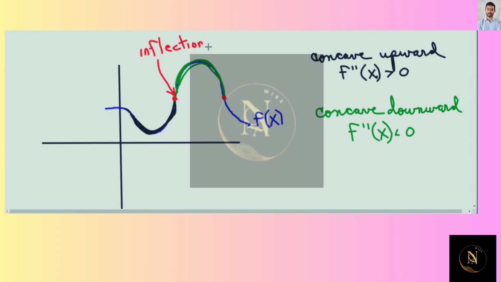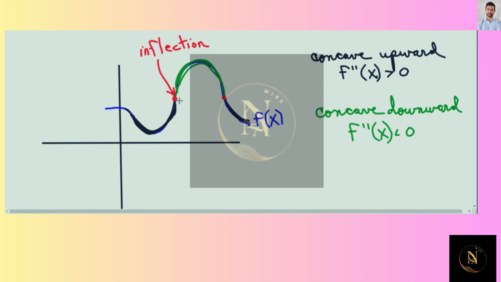It's where the concavity changes. Here we were concave up, we reached this point, then we became concave down. Then we're going to reach this other inflection point here, and we're going to start becoming concave up again. So inflection points are where the concavity of the graph changes. So at this inflection point, the graph changed from being concave up to becoming concave down.